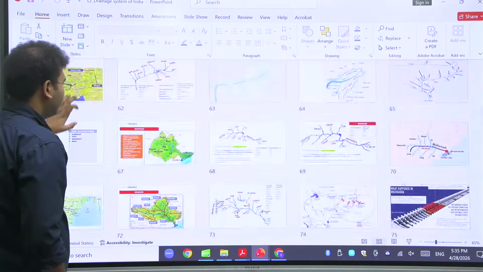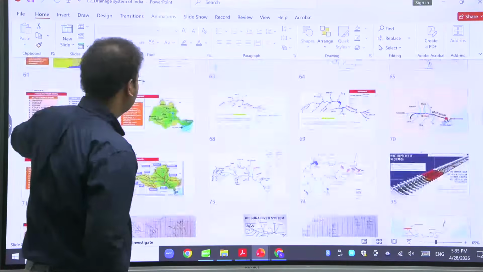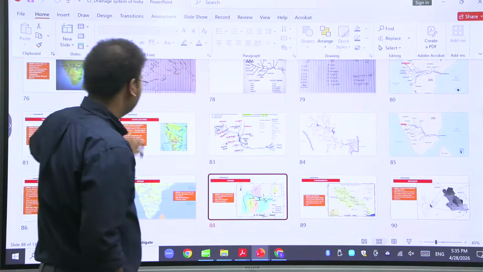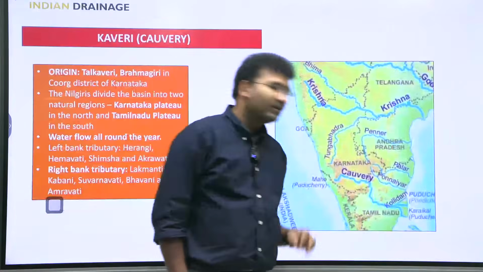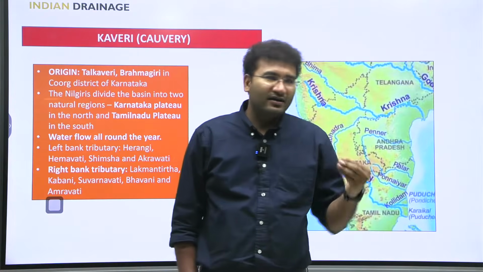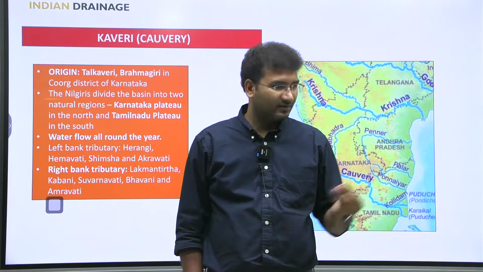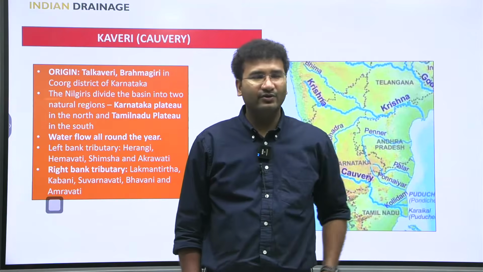Indravati, Varda, Penaganga. These are the left bank tributaries. See, the tributaries of Indravati are Penaganga, Venganga, and Varda. You open your atlas, you'll get to see there. It is a left bank tributary, Indravati.